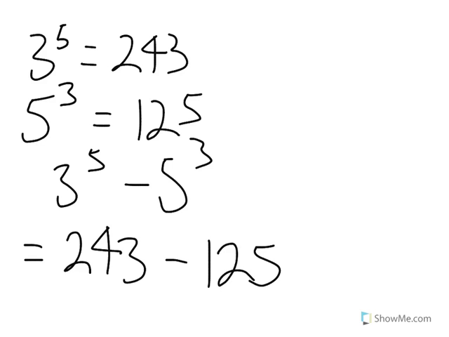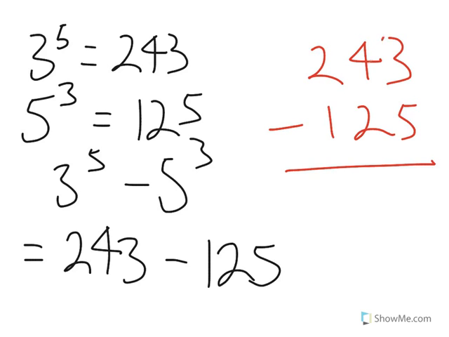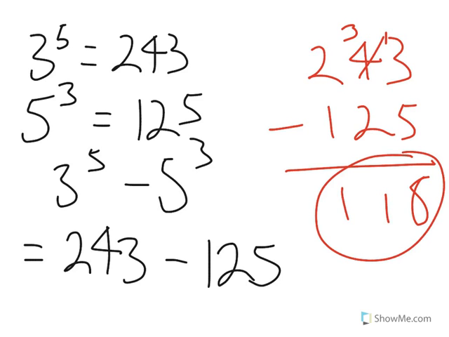Okay, and if we work that out, which hopefully you can all do by now, 3 minus 5 we can't do, so we borrow. 13 minus 5 is 8. 3 minus 2 is 1, and 2 minus 1 is 1. So our answer is 118.